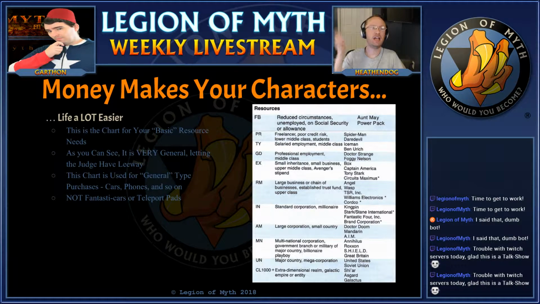Now, money makes your character's life a lot easier. This is your basic chart for resource needs. Now, in character generation, every character except a high-tech hero starts with typical resources, and you get a random roll to increase or decrease that by -1 or up to +3 column shifts. Let's just say that you rolled average and you got typical. You're a salaried employed person. You're middle class. Doctor Strange, Foggy Nelson. Foggy is a lawyer, and he's not a very successful lawyer. He chose the good guy route instead of the corporate route, so he makes a moderate amount of money.